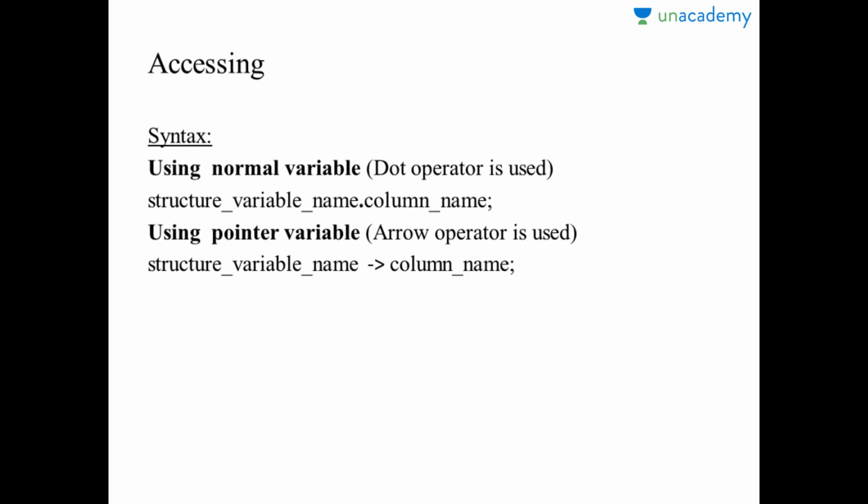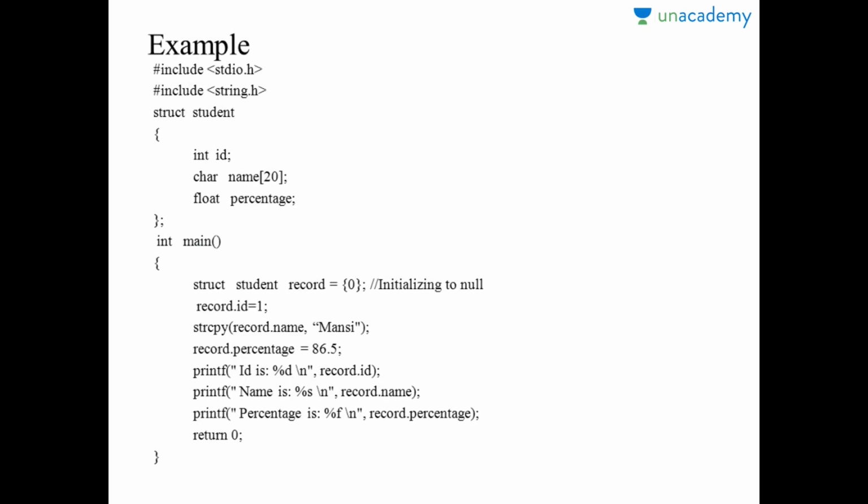Next is accessing. If we are using a normal variable, then the element from the structure can be accessed using the dot operator. Otherwise, if you are using a pointer variable, the element can be accessed using the arrow operator. This is an example. This program is used to store and access ID, name, and percentage for one student. We can also store and access these for many students using an array of structures, which we'll see in a second.